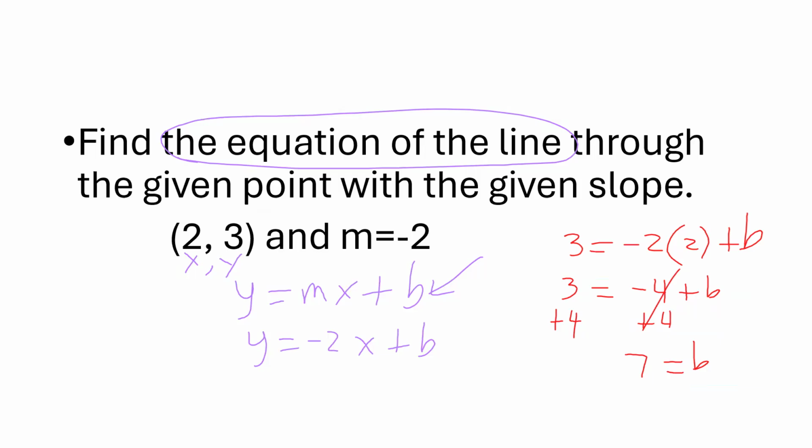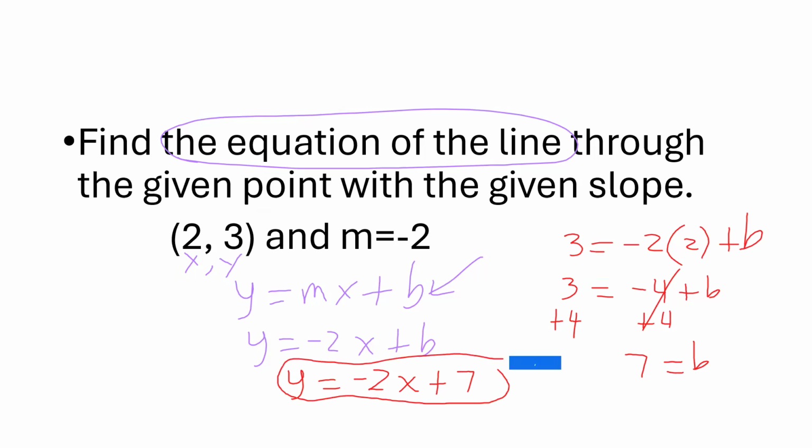So I come back here and say y equals -2x. My b, is it positive 7? Yes, it's positive 7. So this becomes the equation of the line. Does it look like y equals mx plus b? Yes. y equals -2x plus 7. Yay.